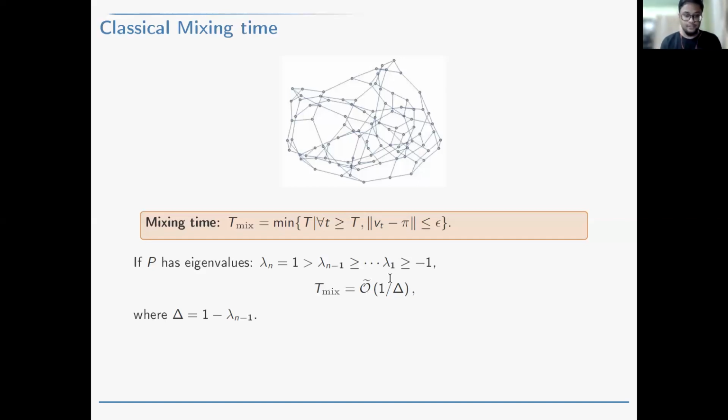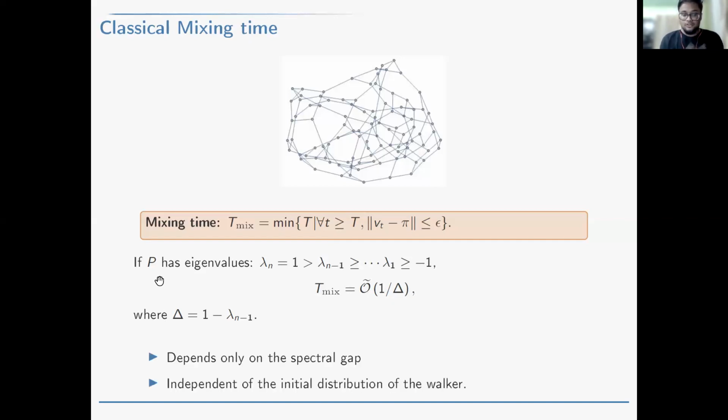Okay, so as you see, it just depends on the spectral gap. It depends on the spectral gap of the stochastic matrix, the matrix that defines your random walk, which is essentially this matrix P. So these are the two things that I just mentioned. It depends only on the spectral gap, and it is independent of the distribution of the walk curve. So that's all you need to know about classical random walks, classical mixing, and the classical mixing time.